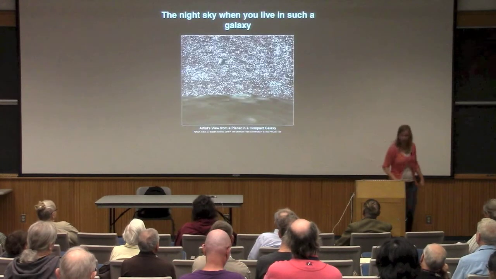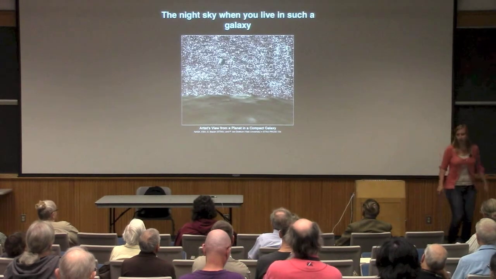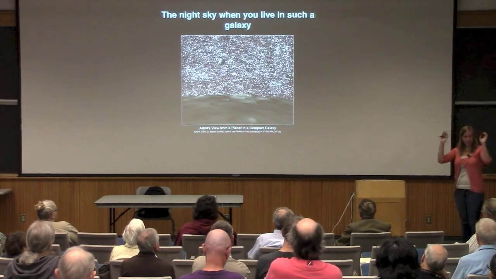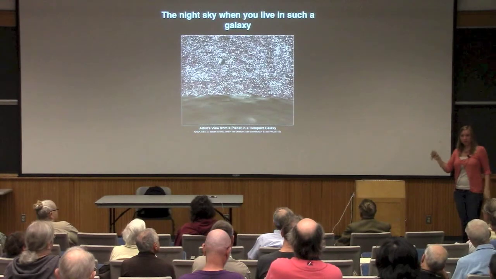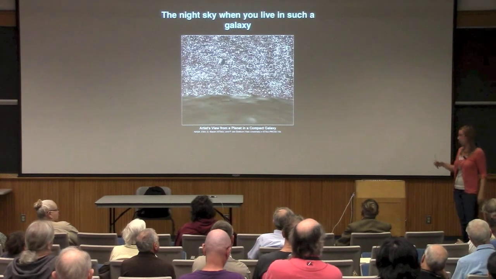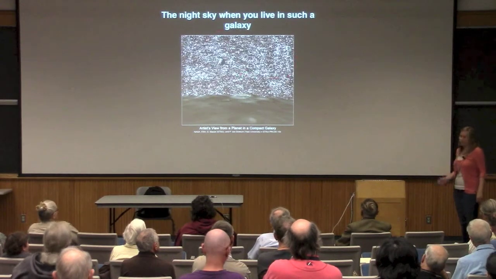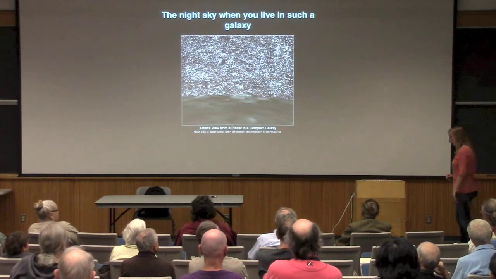And that's why the sky would look something like this. Because there are so many more stars around, if you lived on a planet in one of those elliptical galaxies when the universe was only 3 billion years old, you would see that the sky is completely filled with stars.